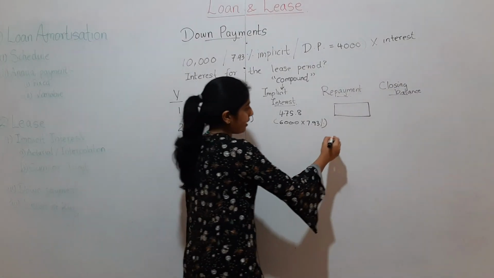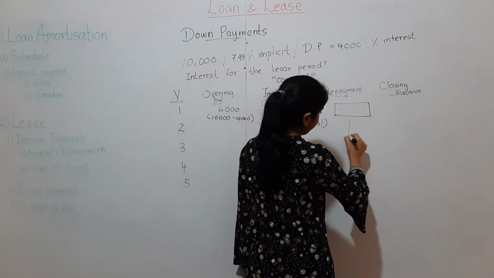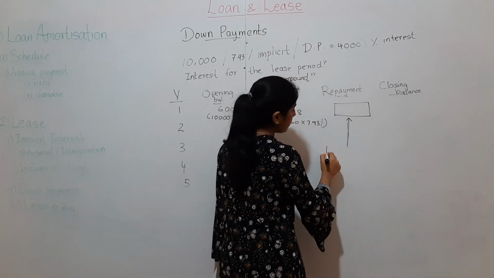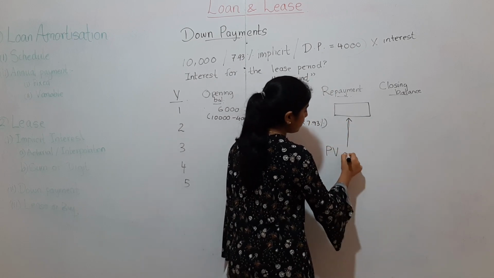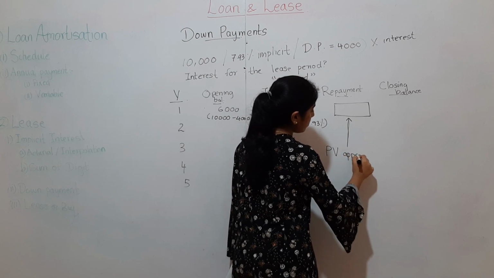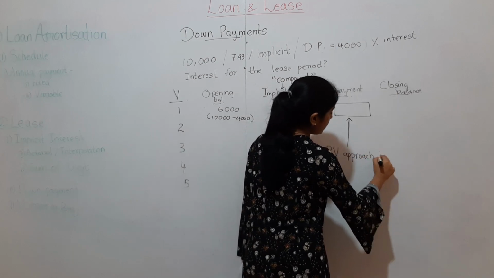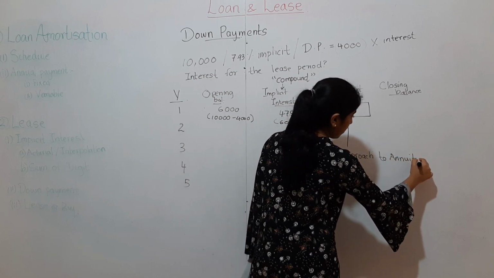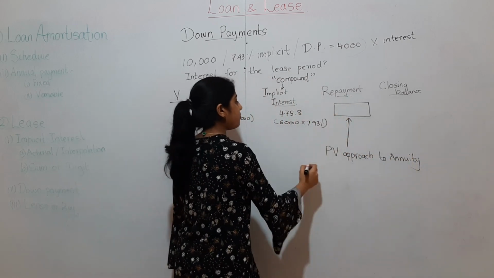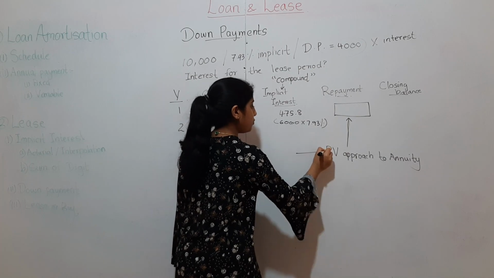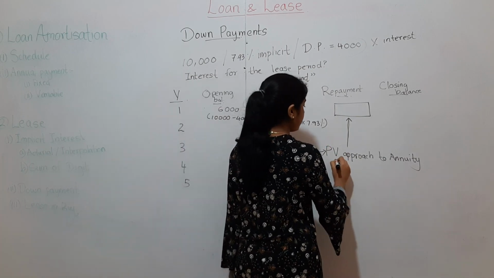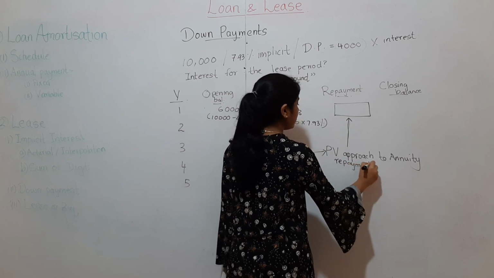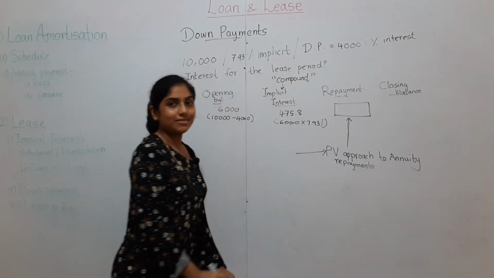The only way we can find this actually is by the present value approach to annuity, because we have the present value of repayments. What is the present value of repayments? Just make a good guess.